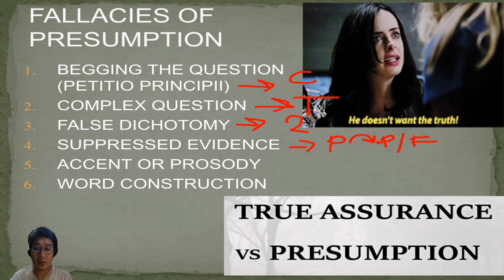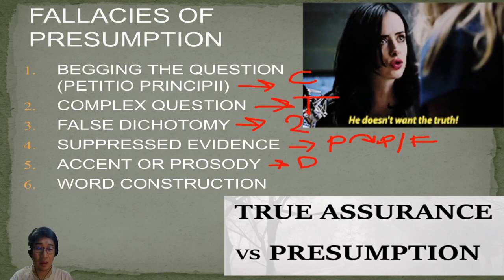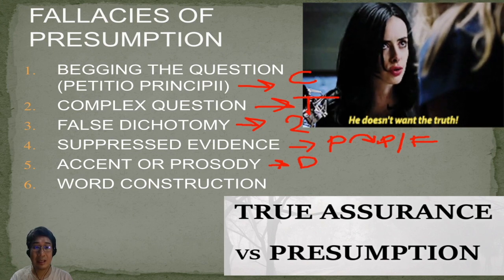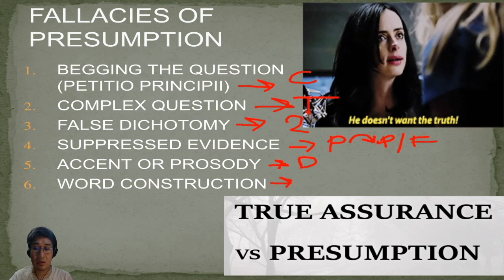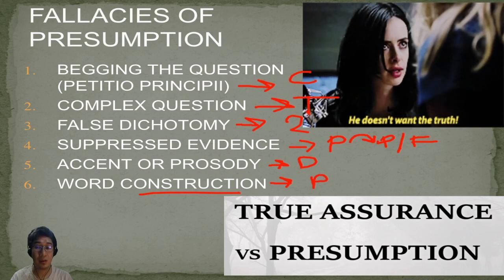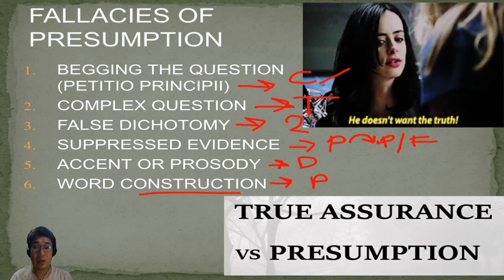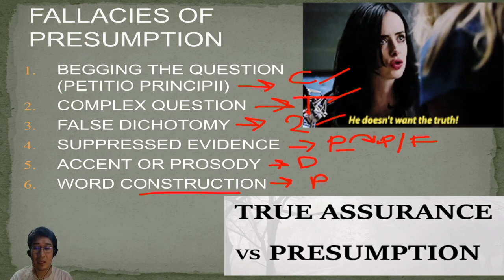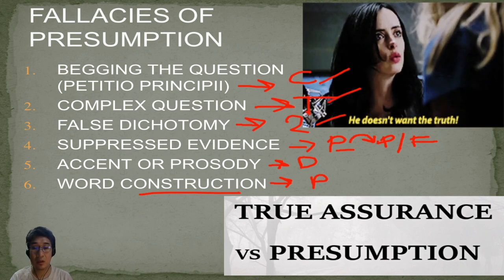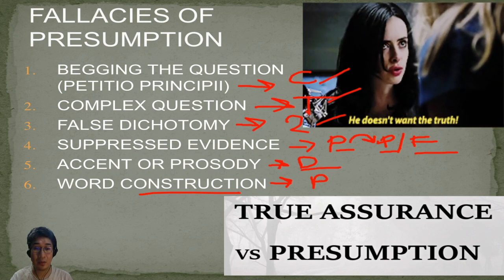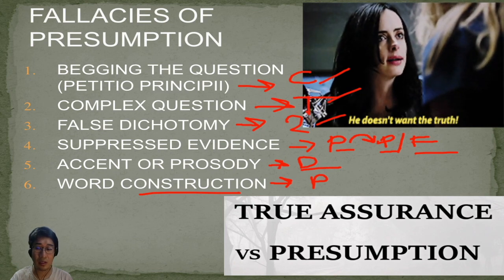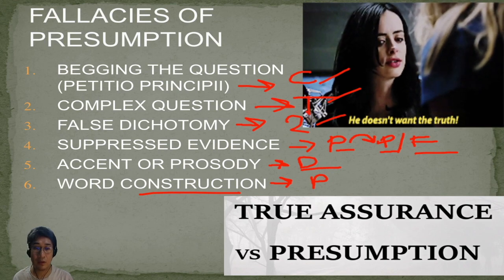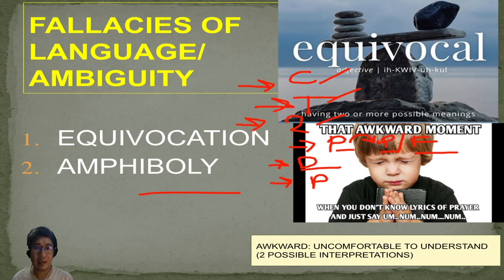Okay? Accent or prosody, yung pag-dictate ng tamang word. If you mispronounce a specific word, the respondent might have a misinterpretation of your intended meaning. Word construction is yung construction and then yung pattern of words. Ito natin. PETITIO PRINCIPII, reasoning in circles. Complex question, you intend to trap. False dichotomy, you only have two options. Suppressed evidence, reliability of the past, you can also rely on that reliability with your present and future experience. Accent is the dictate of a specific word, magkakaroon ng misinterpretation. And then the word construction is yung pattern of the word na na-construct. Right? That's for your fallacy of presumption. Next is fallacy of language and then ambiguity.